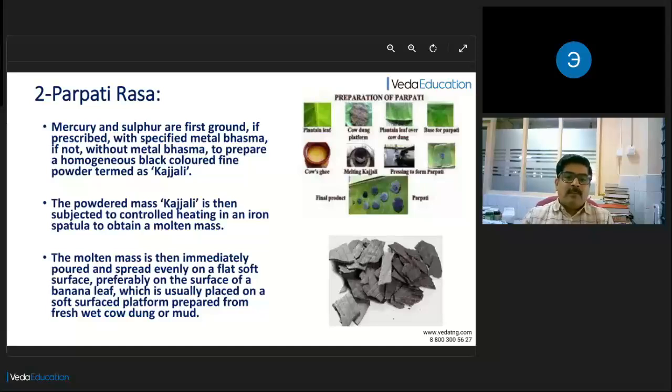Okay? So the powdered mass is known as kajali. That's a specific term, and this kajali can be considered as the basic ingredient. Kajali means the combination of mercury and sulfur. This is the basic ingredient in many of the formulations.